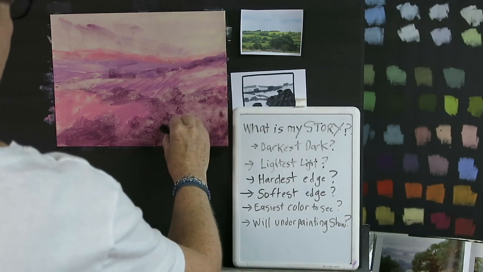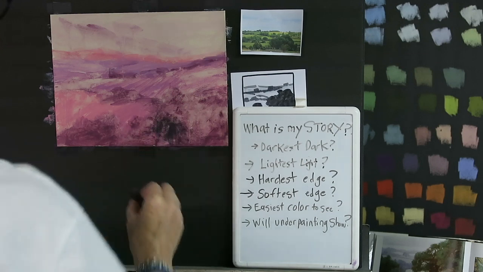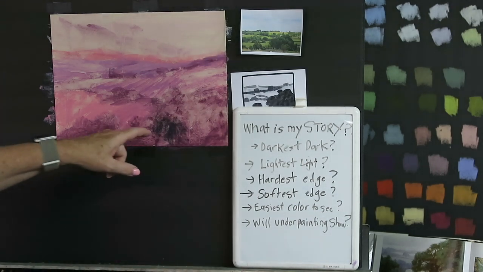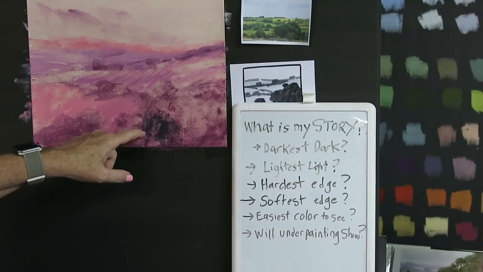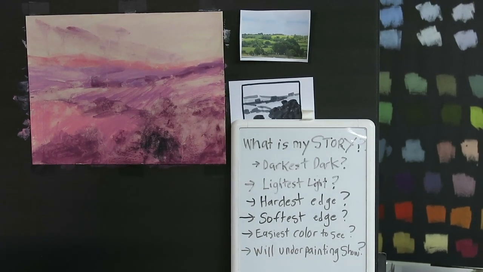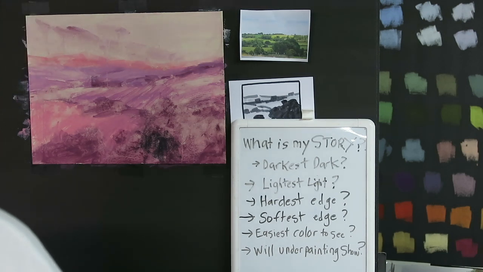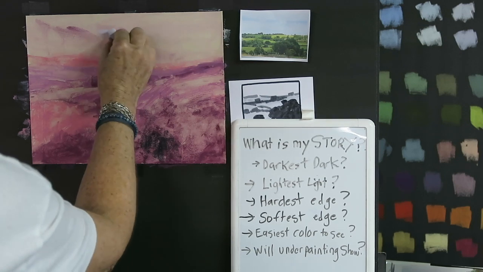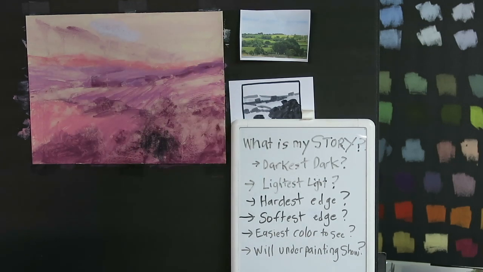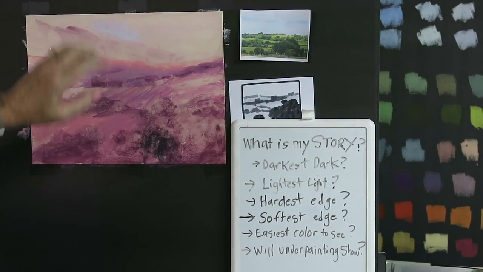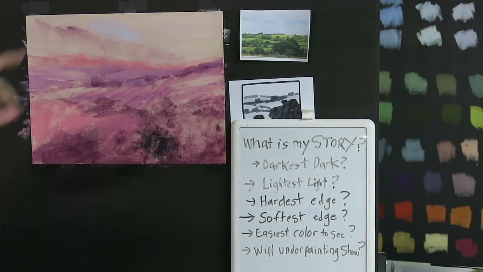My darkest darks are going to be in these foreground trees. So I'm just going to use a dark blue to indicate the darkest darks. The next question, where will my lightest lights be? And the lightest lights are going to be up in the sky. And so I know it's a moody day, so why don't we put a pale violet up there? So I just make a little note. I'm not going to paint the whole thing, I'm just noting these extremes.